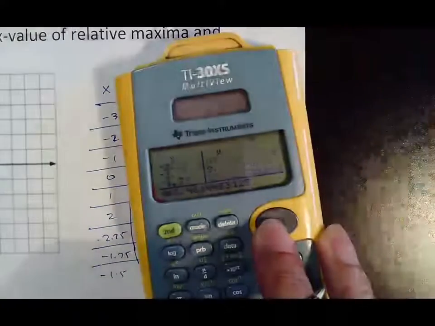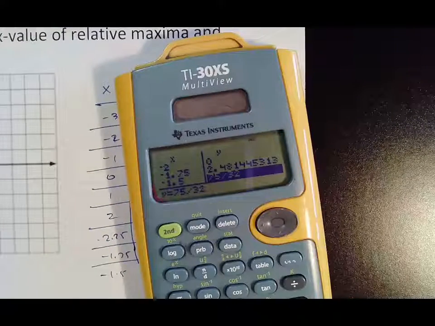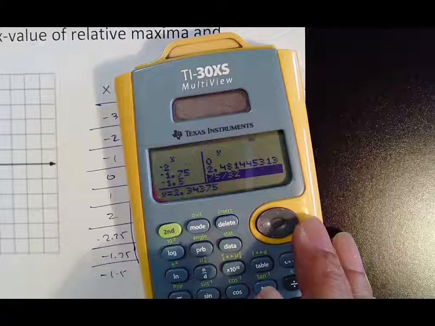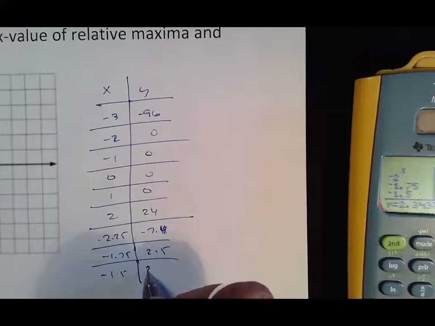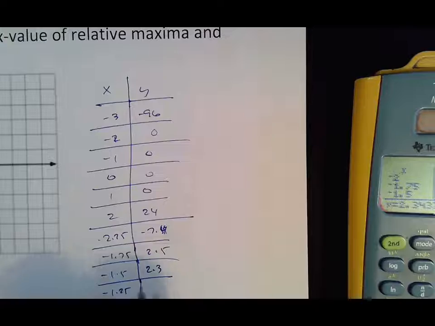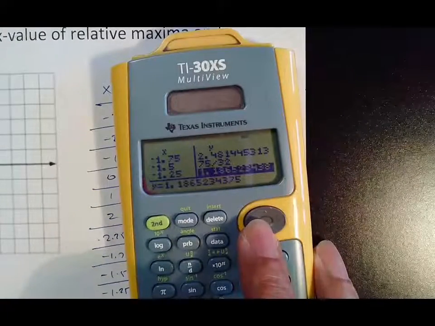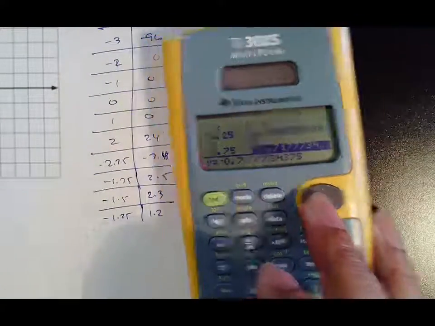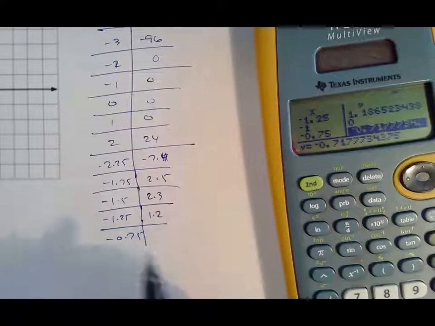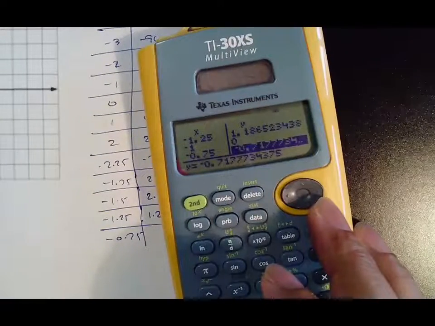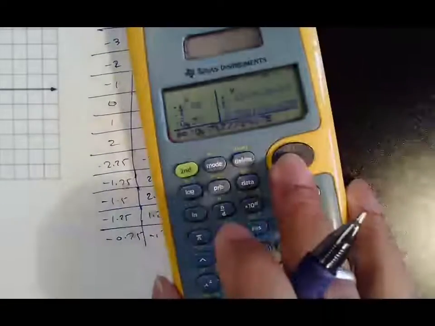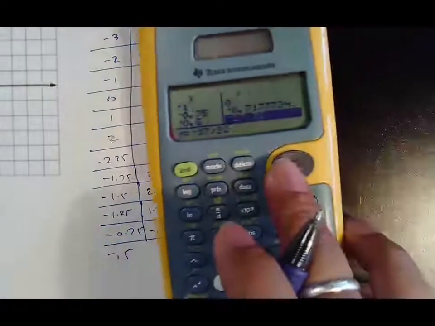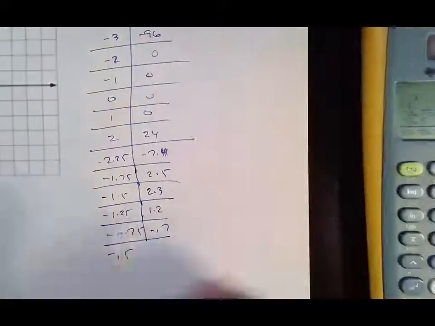Negative 1.75 is 2.5. Negative 1.5 is at, again, if you want to know that, just hit convert. All I'm doing right now is scrolling down on the right side, and anything that ends up as a fraction, I convert it. So 2.3. Negative 1.25 is at 1.2. Negative 1 we already had. Negative 0.75 is at negative 0.7. Negative 0.5, this is a lot to go through, is at negative 0.8.